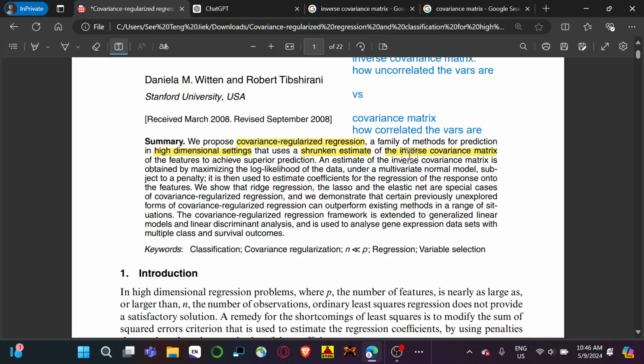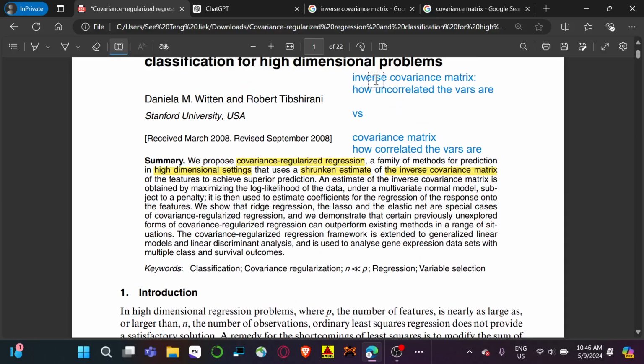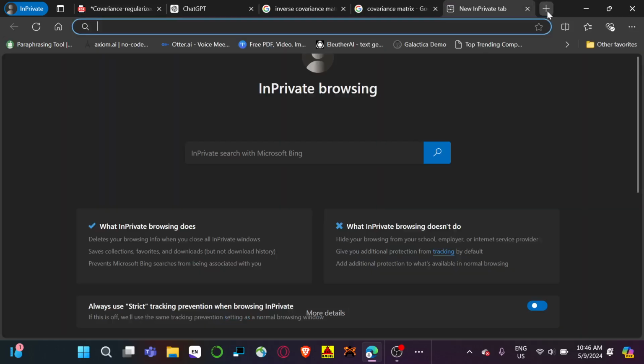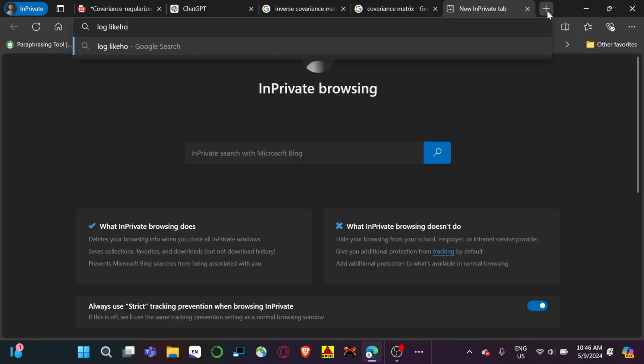Right, where was I? Inverse covariance matrix, they use some kind of estimation to estimate the matrix, and they get a superior prediction accuracy. An estimate of how uncorrelated the variables are is obtained by maximizing the log likelihood of the data. So what is the log likelihood? Let's see.